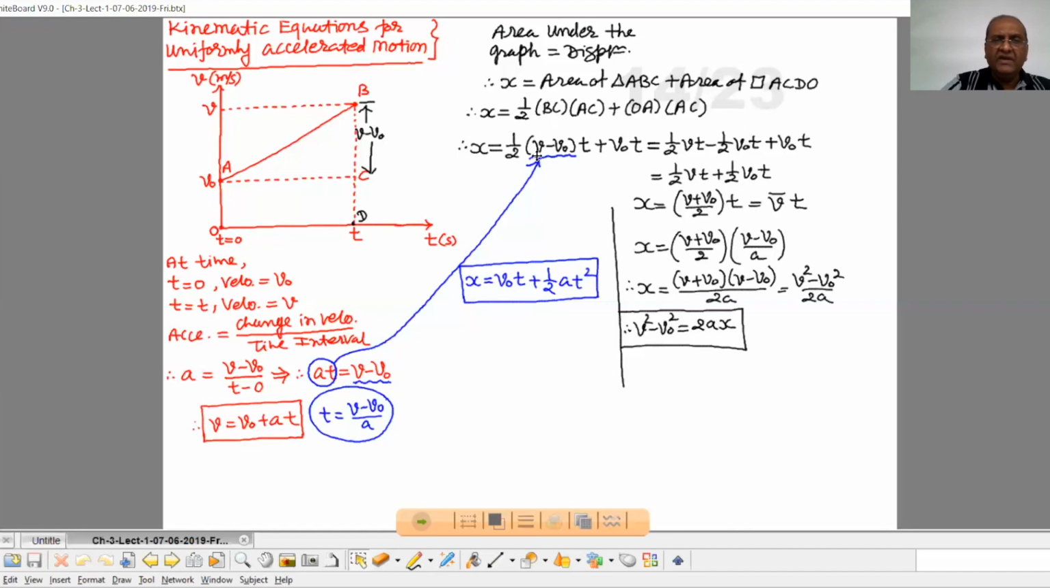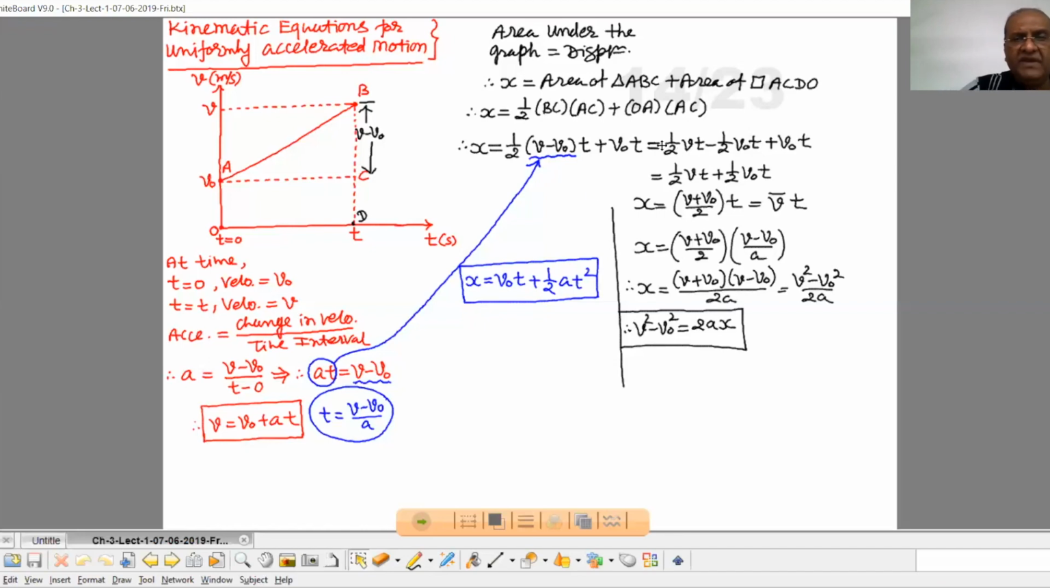But now this v minus v0, we have to replace by at. So here, if we take v minus v0 as at, then our equation x is equal to v0 t as it is, and here half into at into t, so that will be half at square. So this one is our second equation.